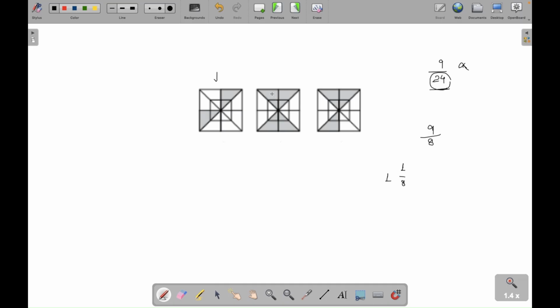Because if you just look at this, 1, 2, 3, 4, 5, 6, 7, 8. So 8 shaded parts will make up one complete square, which is one whole, and then you will have this part remaining, which is 1 by 8. So this is the meaning of an improper fraction. That is how we have an improper or mixed fraction.